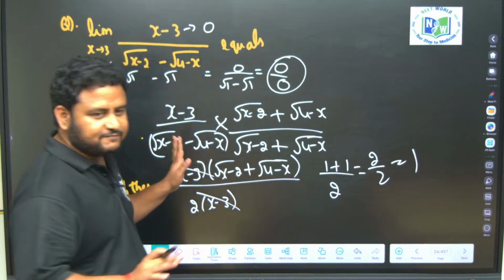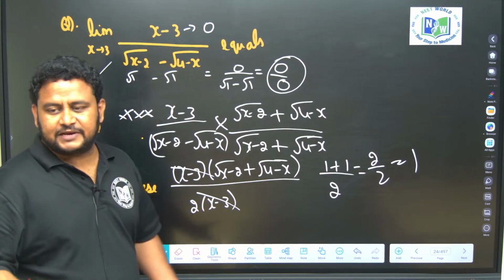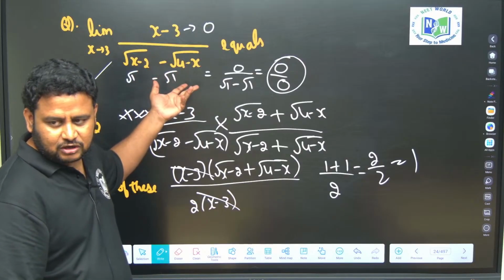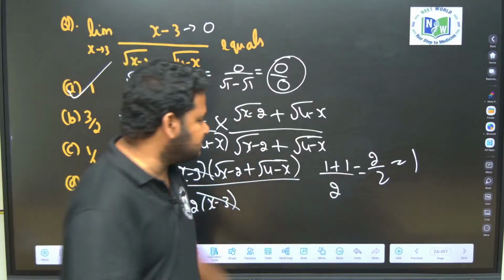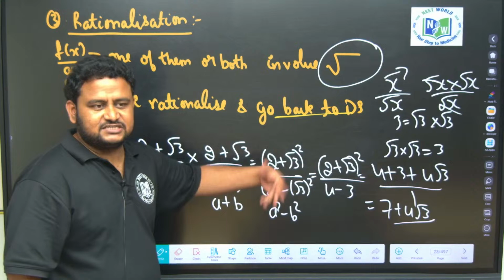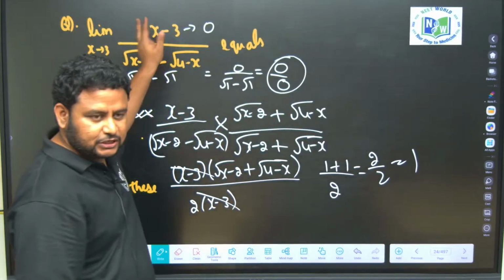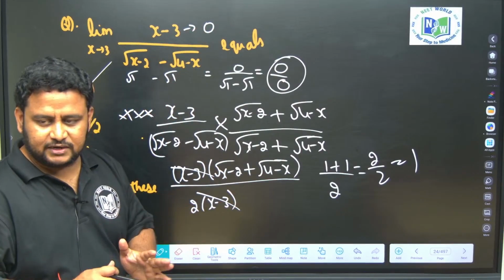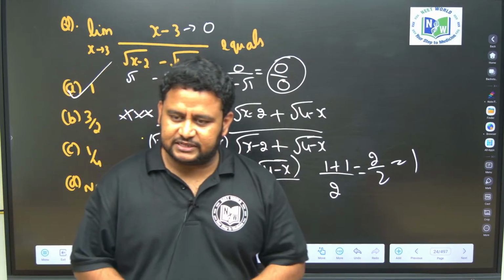The most important step for me, my star step, is that I am rationalizing it. Why am I rationalizing it? Because I told you while explaining the concept of rationalization: once you see the square root, rationalize it. While multiplying, change the sign. Even if the square root is in the numerator, you can rationalize it. Whether numerator or denominator, whenever you see a square root, rationalize.